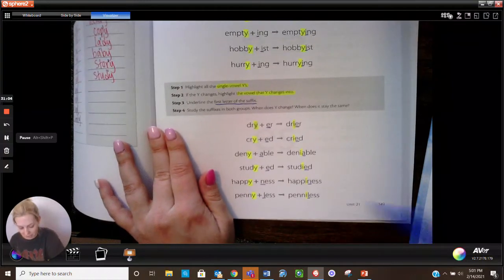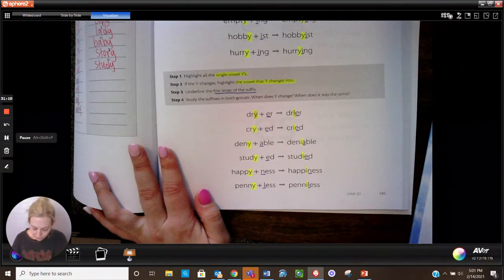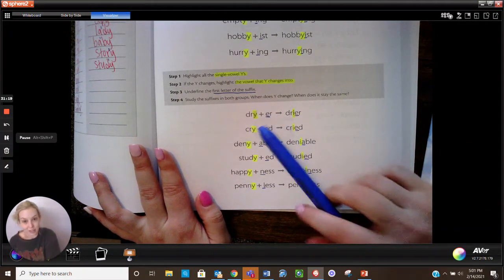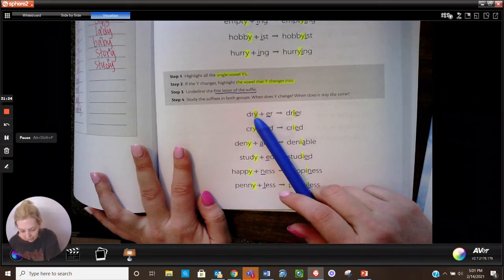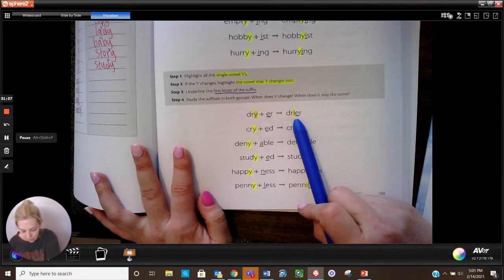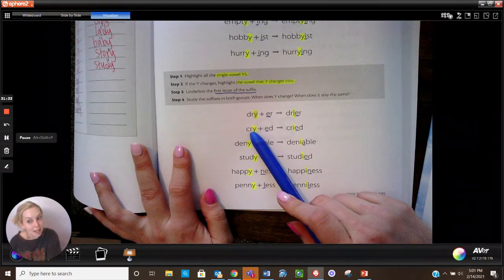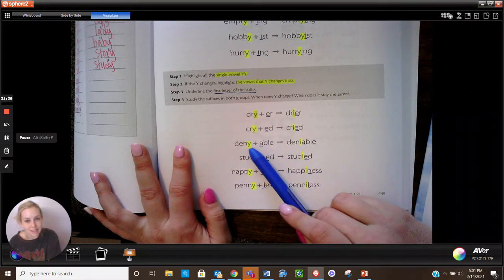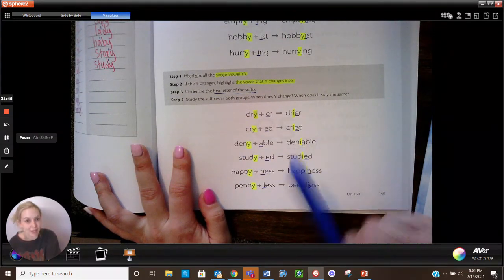All right, look back down here. Read the words on the bottom, so this part. After you read each word, tell me what sound the single vowel Y is saying, and then what sound the I it changed to is saying. So let's do this one. We have dry, so dry says the I sound, and then drier also says the I sound. Okay, cool. Cry says I. Cried also says I. Deny says I. Deniable says I also.